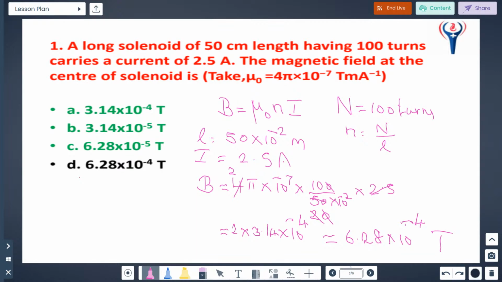T is a Tesla. Some place T will be given, some place other SI unit. What is the other SI unit of magnetic induction? Weber per meter square. Weber per meter square or Tesla. So option D is the correct answer. I think most of you got this answer. This is a direct simple problem. Let's move to second problem.